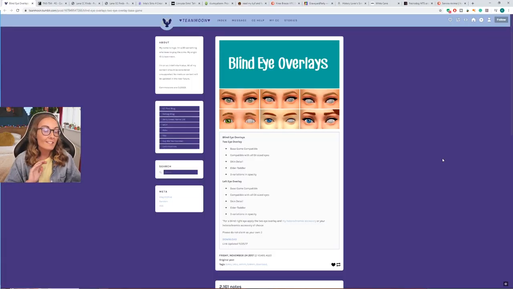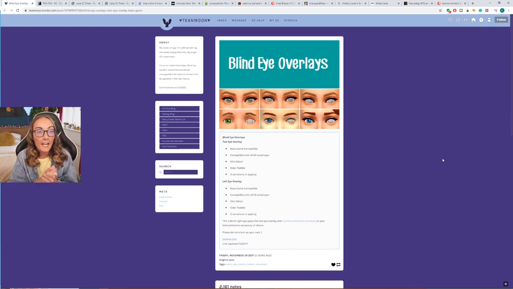So we're gonna start off this video with actually custom content. So these are creator sim assets that represent disabilities in The Sims 4, but they don't actually have any gameplay element, they don't affect your sim's moods, you can't interact with any objects. So these are just to use on your sim to try and get that representation that is currently lacking in the official game. So the first one is by Teen Moon.